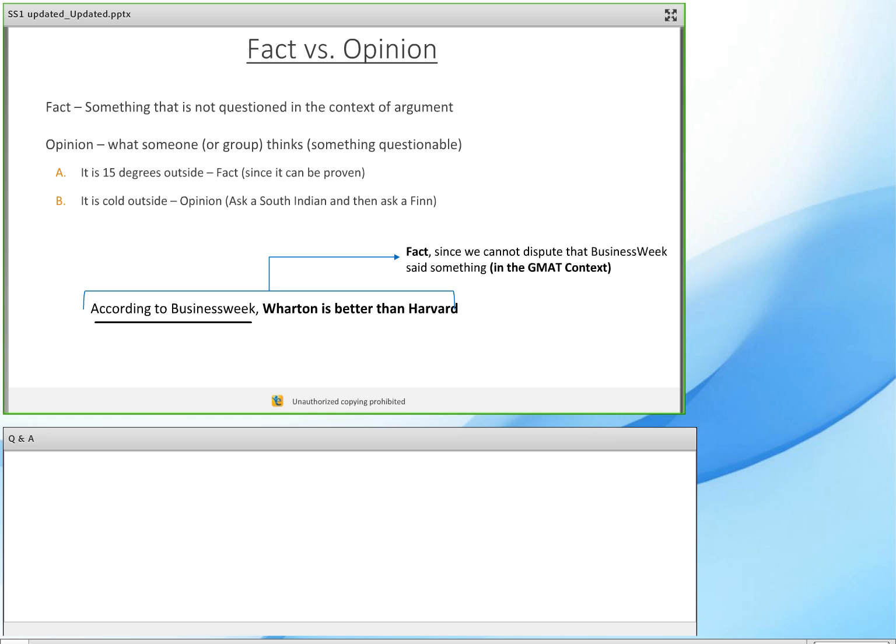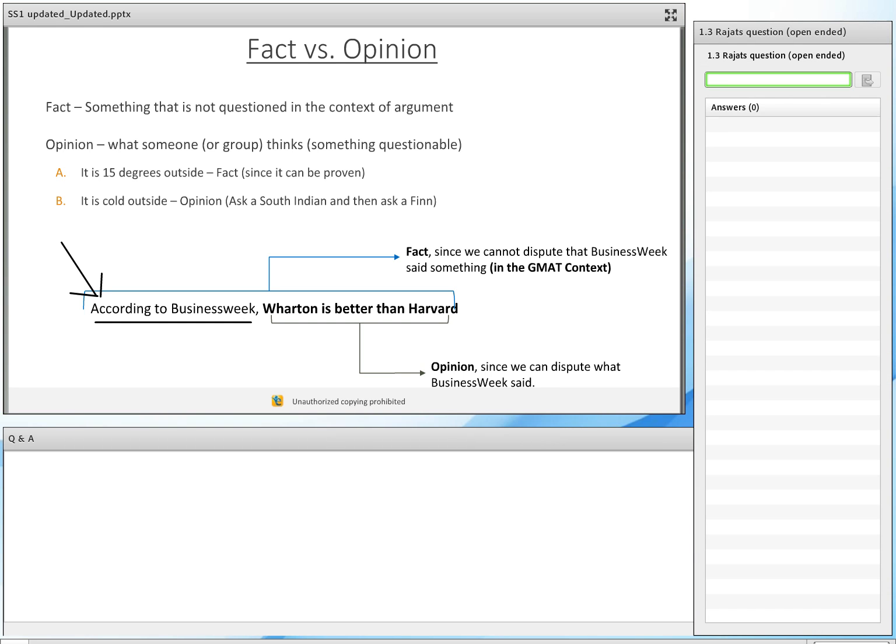No, you're not going to question that, because if the author is telling you, according to Business Week, Wharton is better than Harvard, you're not going to really dispute the fact whether Business Week said something or not. What you may dispute is whether, according to you, Wharton is truly better than Harvard or not. So you may dispute Business Week's opinion, but you're not going to dispute the "according to Business Week" part. So when the entire statement is taken into consideration, it's a fact, but when you look at the bolded portion, it is an opinion. Can you guys see that?